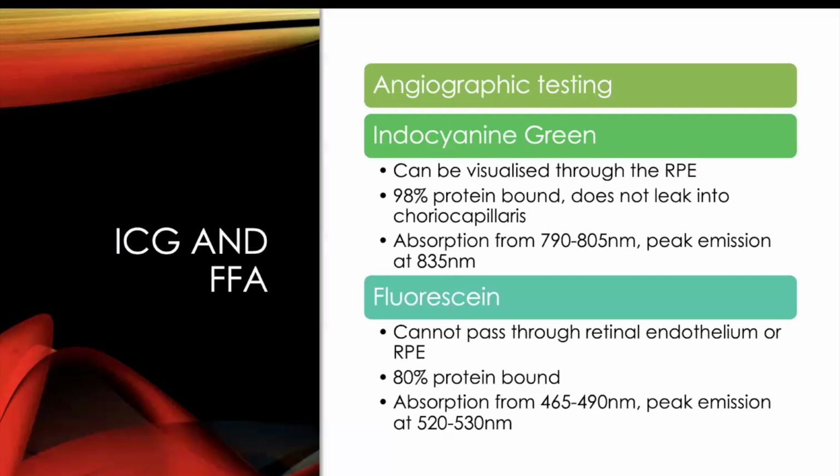The difficulty with the fluorescein is that while you can't visualize choroid very well, it does give you a very good view of your retinal vessels. So it's 80% protein bound, it does leak into your choriocapillaris. And then these absorptions and peak emissions are about how, therefore, you're going to shine what light and what light you're going to get back.